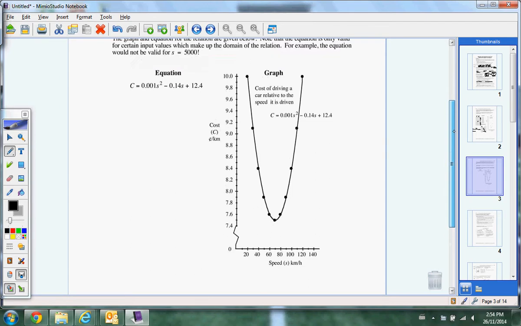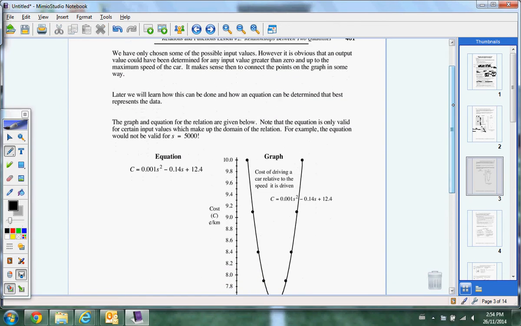All right, so they give us the equation. Let's go through this. We've only chosen some of the possible input values. However, it's obvious that an output value has been determined for any input value greater than 0. So we know they're not going to have 0 and not going to be negative. Later we'll learn how this can be done in the form of an equation.